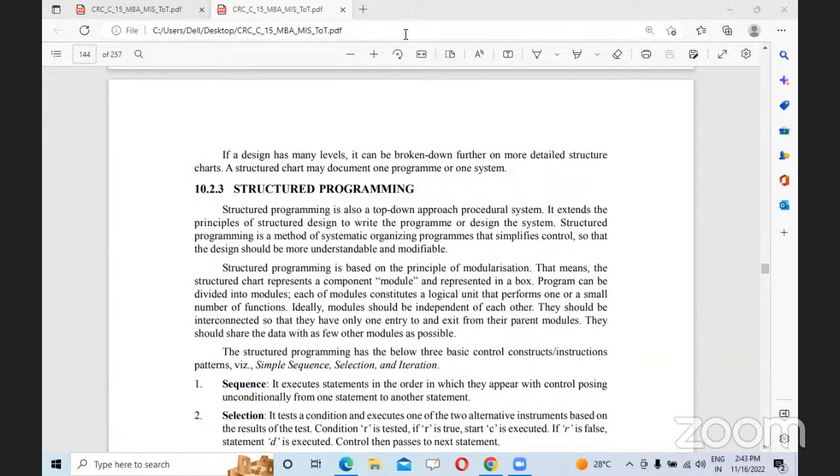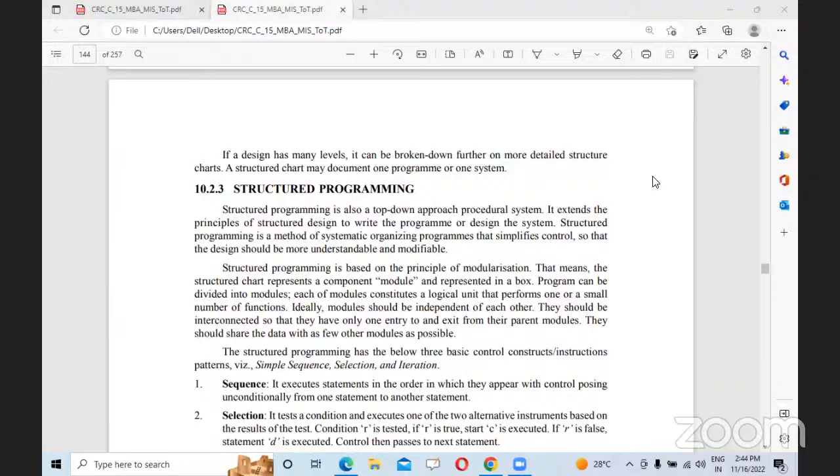That means in the structured chart, the component modules are represented in a box. A program can be divided into modules. Each module constitutes a logical unit that performs one or a small number of functions. Ideally, modules should be independent of each other. They should be interconnected so that they have only one entry and exit from their parent modules. They should share data with as few other modules as possible.